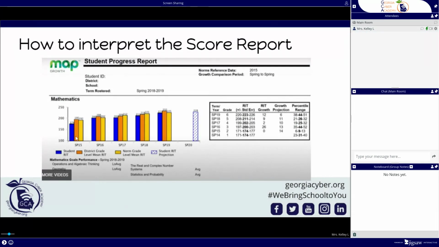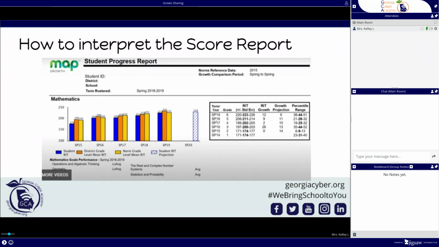Most of the time, you'll see this on your score reports. Sometimes we may not have the district or the norm grade, but usually all 3 of those are there. And then these at the bottom stand for when they took it. SP is spring, and these are all the springs, so spring 15, 16, 17. Sometimes you'll see other acronyms, which I'll have on a later slide. And then this dashed line bar graph is their projection, what they think the student will score, based on statistics, from where they are now to the next year.